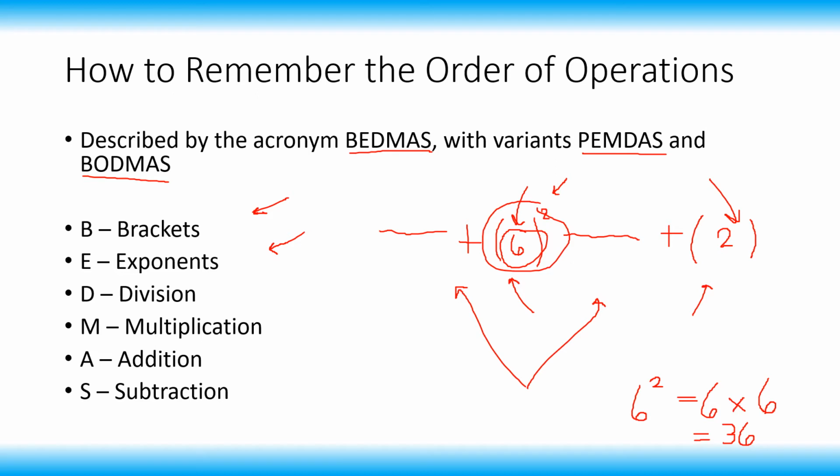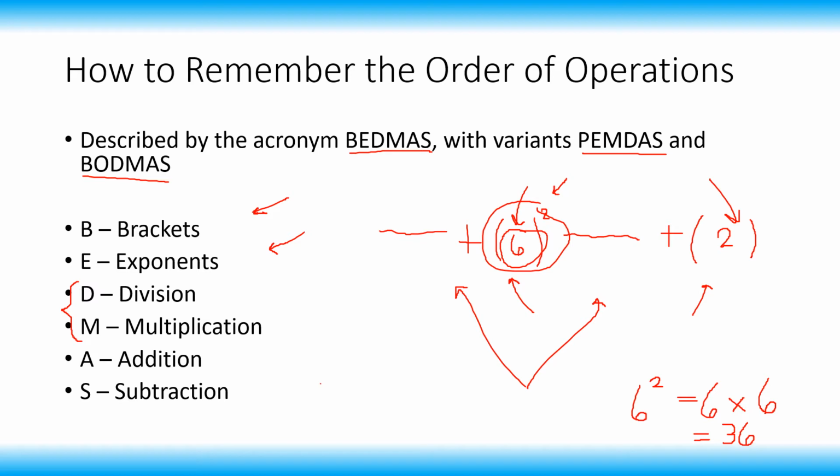Once you're done with exponents, then we move on to division and multiplication. These two are the same operation, just in opposite directions, right? If you wanted to undo multiplication, you would divide, and if you wanted to undo division, you would multiply. It's not that division always has to happen before multiplication, or multiplication always before division. These two happen in whatever order they appear, going from left to right.